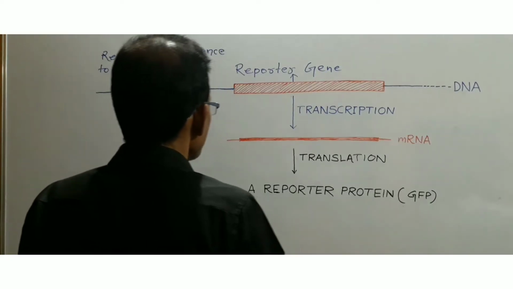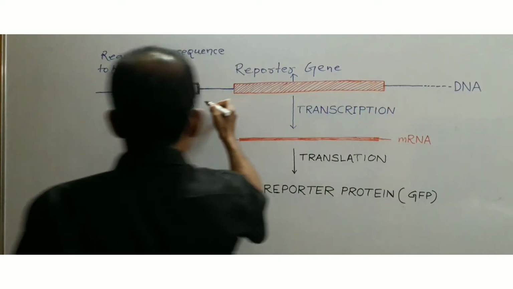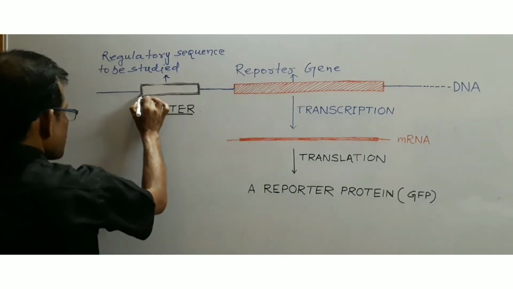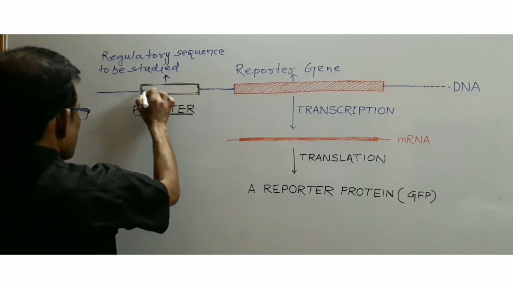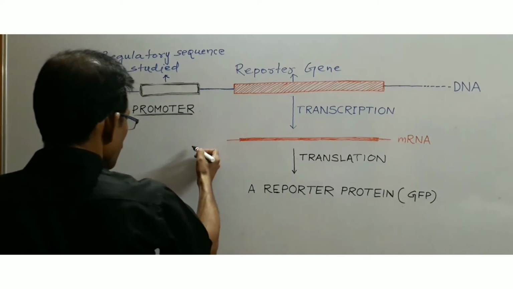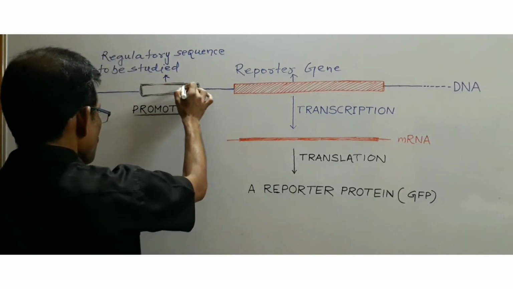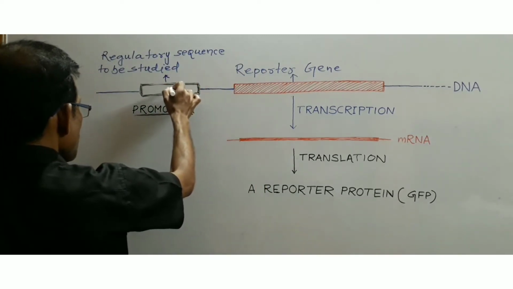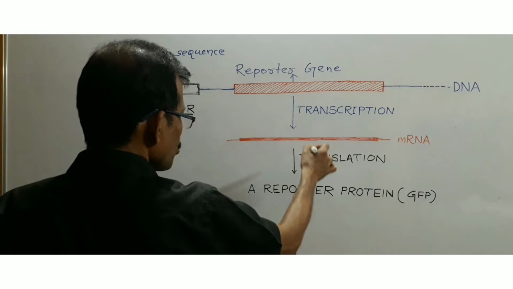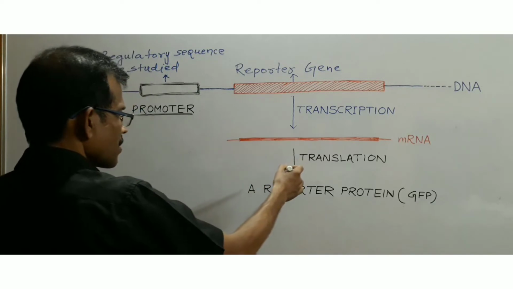In this example, this is the reporter gene. This reporter gene is fused with the regulatory sequence, which belongs to another gene. The regulatory sequence can be a promoter sequence or any other sequence. So, by fusing a reporter gene with a gene regulatory sequence, we can study the function of this regulatory sequence. Reporter genes are very useful to study the function of various gene regulatory elements.